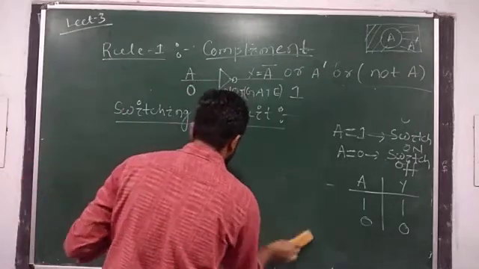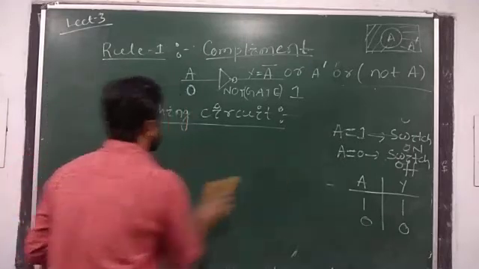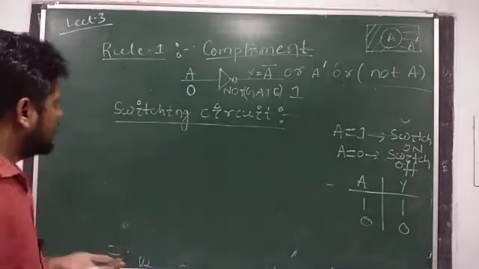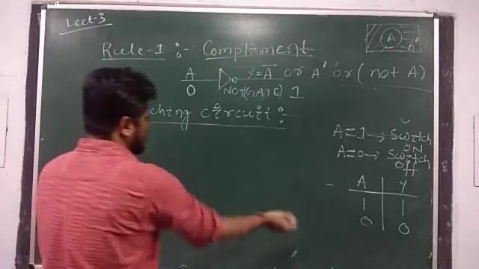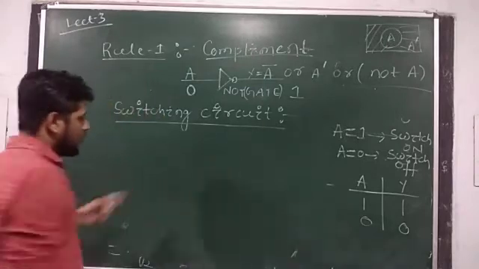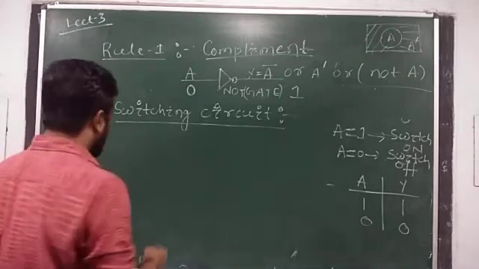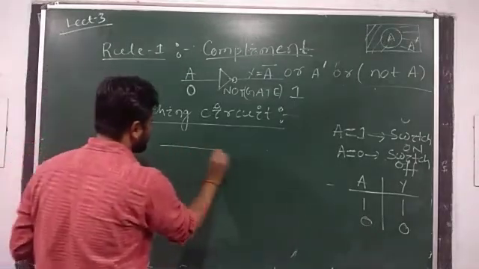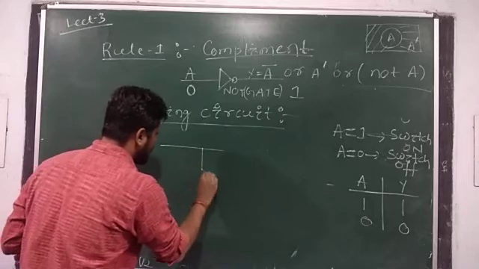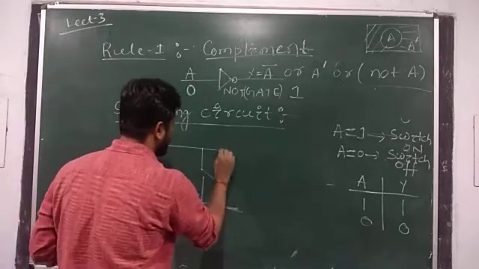So we have seen that by connecting the switch in series with the bulb and the source, we are able to implement a buffer gate. Now the next connection will be, if I connect the switch in parallel, this is your parallel connection.